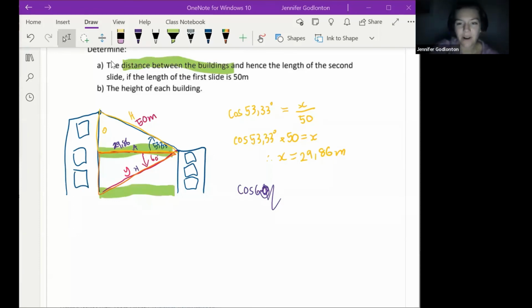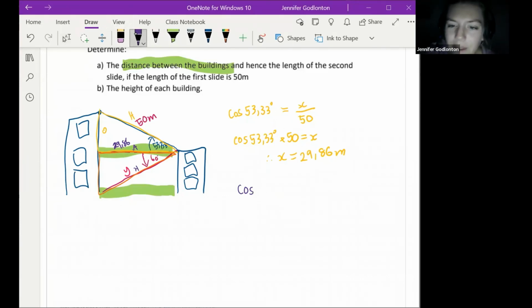All right. So here we've got cos 60. Oh no, why is my screen still not working? Oh, it's because I'm on a white pen. We're fine, guys. Don't worry. Okay. Cos 60 is equal to 29,86 over hypotenuse, which is y. Now, if you rounded that off, you're going to get a different number. That's why we always try and keep it to 2 decimal places.